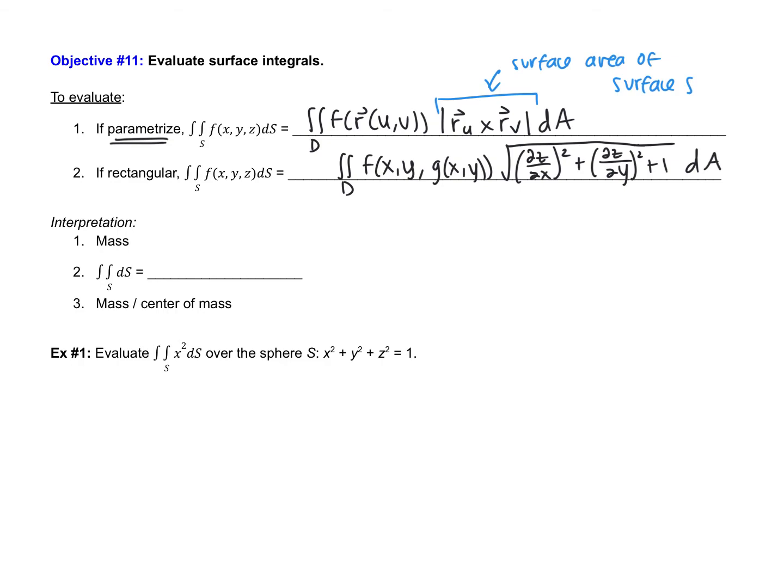Before we do that, though, let's talk about interpretations. You can calculate the mass of an object. If we have the surface integral of just dS with no function, or our function being 1, that would give us surface area. And it will also help us calculate the center of mass. In our class, we didn't do center of mass, but you could. The way you would calculate mass is the surface integral of rho(x, y, z) dS. Rho is just density. It's a density function.